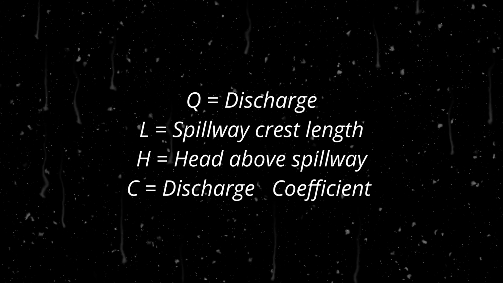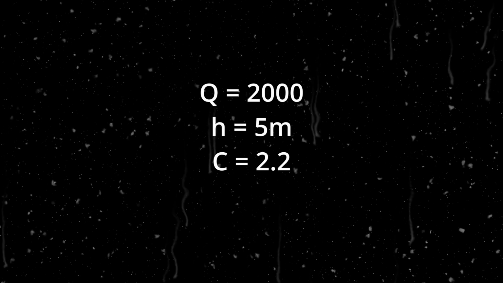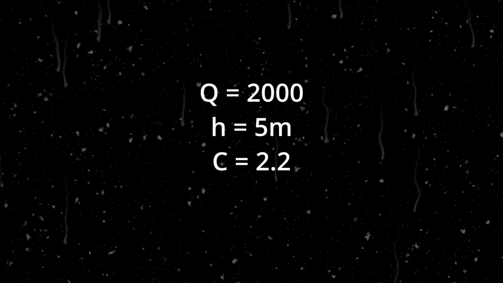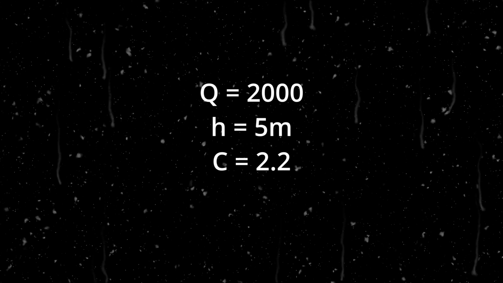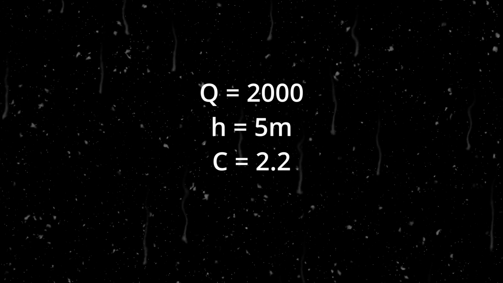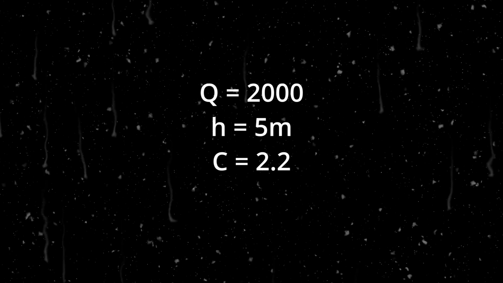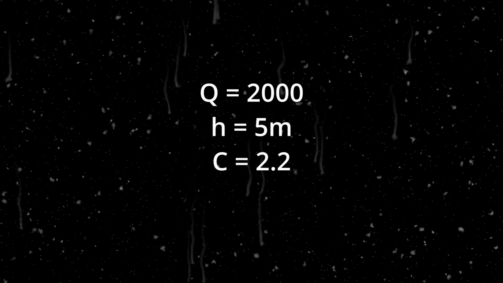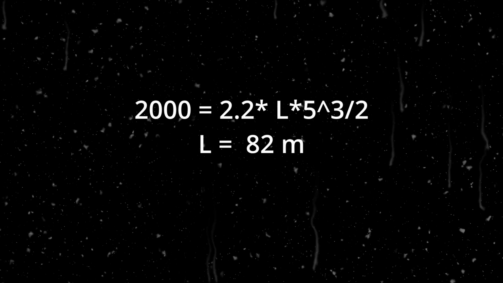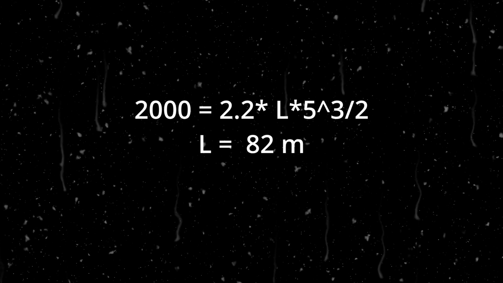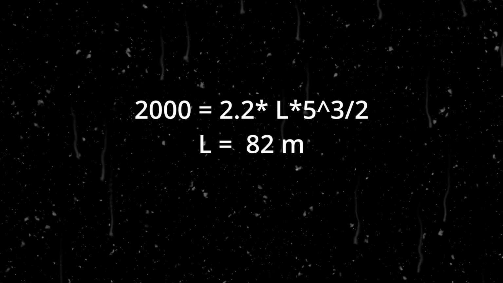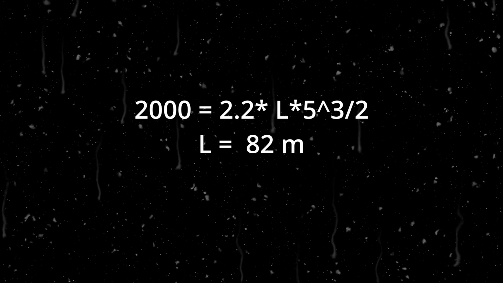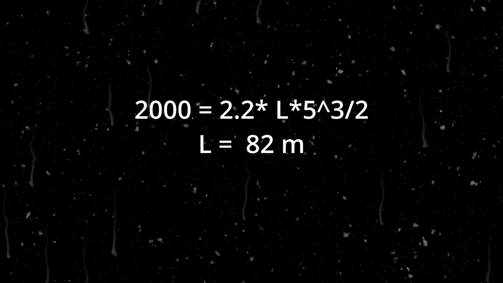So let's take an example. Assume that we have a design flood. From our reservoir routing, we got an outflow discharge of 2000 cubic meters per second, our height over the spillway crest is 5 meters, and the spillway has a coefficient of 2.2. Now using the ogee spillway equation, we can estimate the length of the spillway, which becomes 82 meters. This calculation determines the required crest length of the spillway, which is able to pass the flood safely.